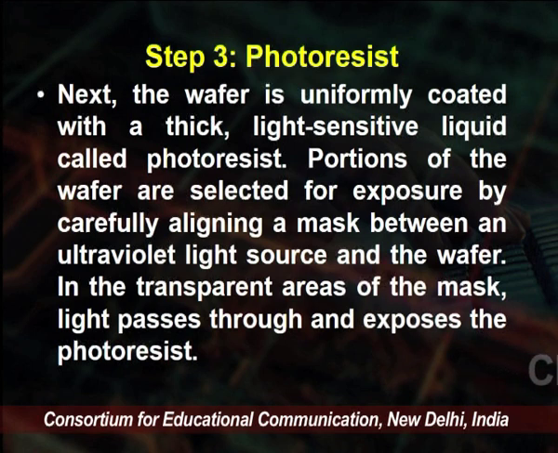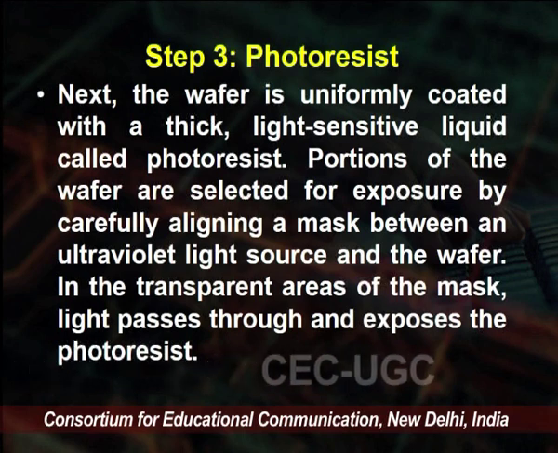In the transparent area of the mask, light passes through and exposes the photoresist. When exposed to ultraviolet light, the photoresist undergoes a chemical change which allows a developer solution to remove the exposed photoresist and leave an unexposed portion of the wafer. For each mask required by the circuit, the photolithography or photoresist process is repeated. The next step is the etching.